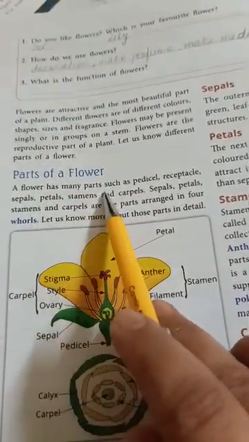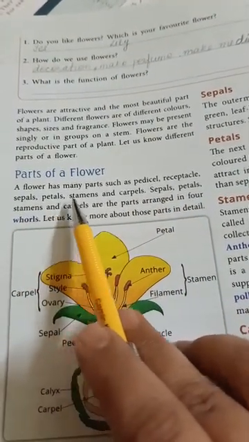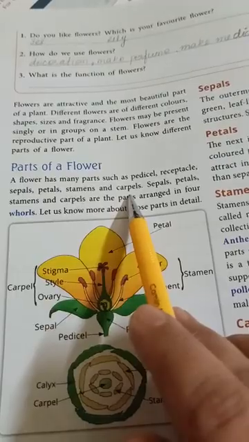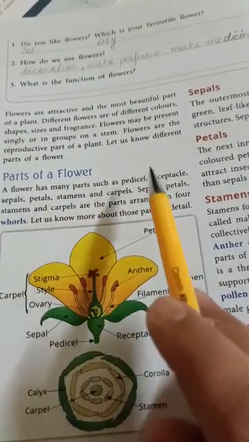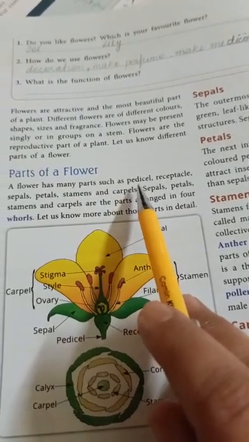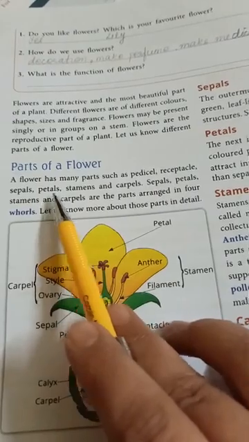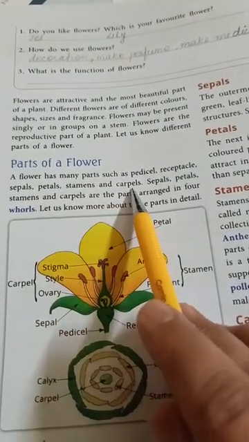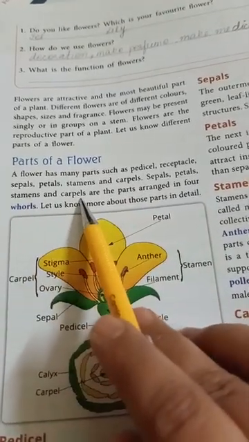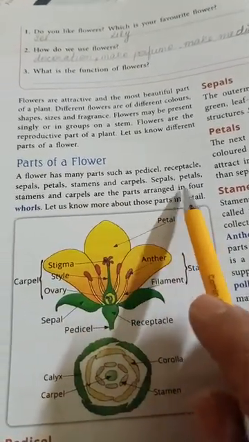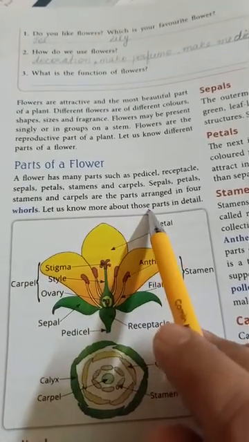A flower has many parts such as pedicel, receptacle, sepals, petals, stamens and carpels. Now a flower has many parts, children. Some examples are given to you. 6 examples are over here: pedicel, receptacle, sepals, petals, stamens and carpels. Sepals, petals, stamens and carpels are the parts arranged in 4 whorls. Let us know more about those parts in detail.